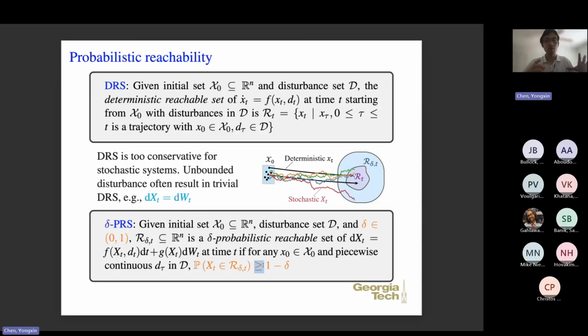So it's an approximation of all possible reachable set, but with high probability. There are some corner cases that can get outside this reachable set, but that's fine as long as the probability for that to happen is very low. So this is a much better definition for stochastic systems. It's much less conservative. Here, our goal is to find a really scalable way to approximate this delta probabilistic reachable set. How do we do that?